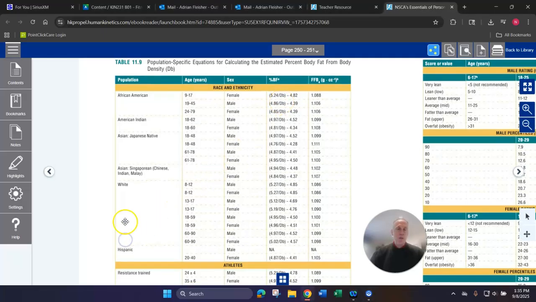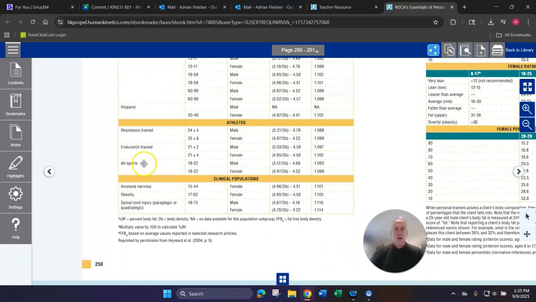If we take this a little bit further down, you can see they even subcategorize out for resistance trained males and females, also endurance trained males and females, and then all sports 18 to 22. I have to admit, I don't know why it's written this way, but you can see, for example, resistance trained at 24 years old, plus or minus 4. So 1 standard deviation to the right and to the left of 4 years. Whereas down here for all sports, it's just in a broad age group of 18 to 22. Uncertain why they did it that way, but that's just the way they did it.